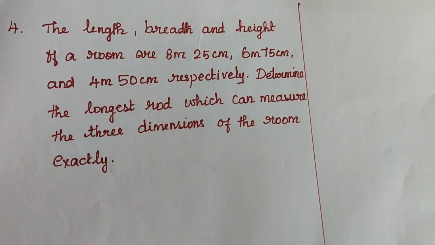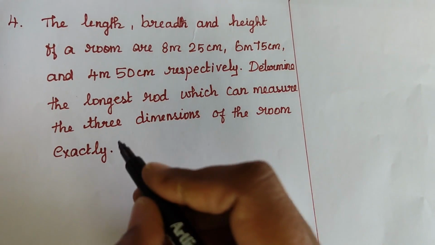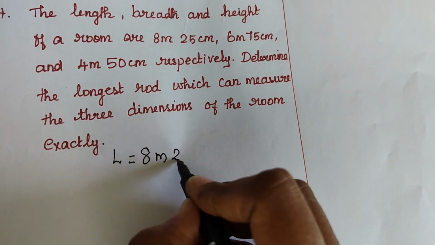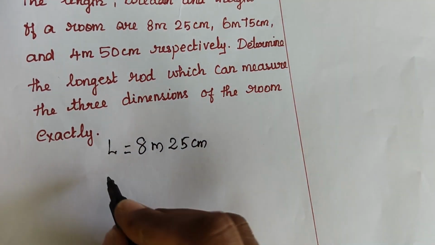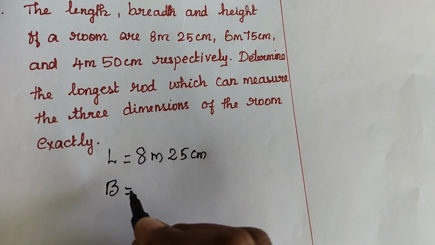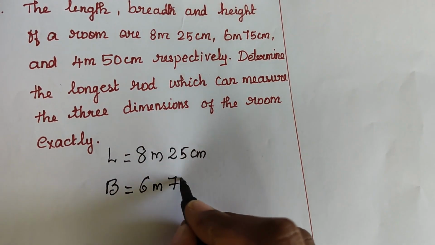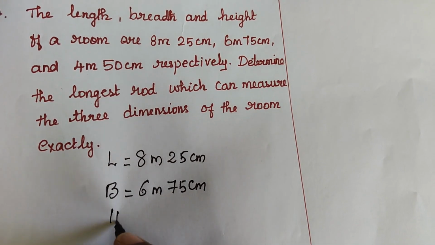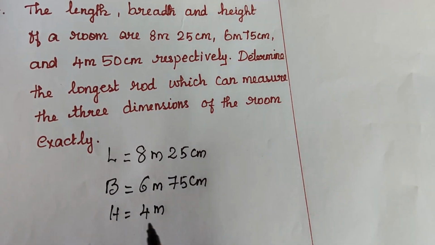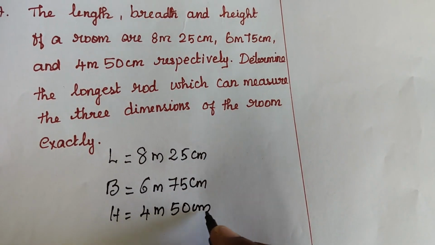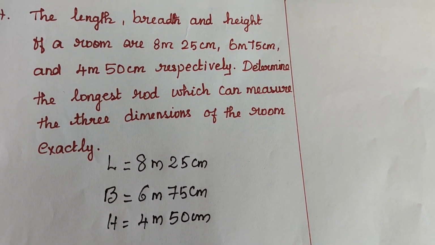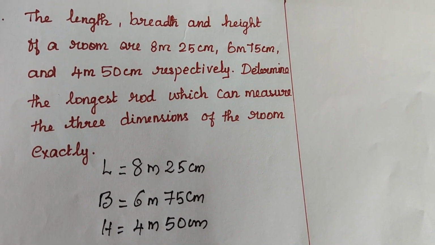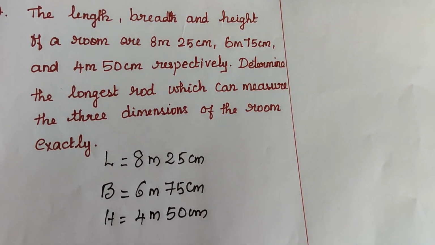The length, breadth and height of a room are 8 meter 25 centimeter, 6 meter 75 centimeter and 4 meter 50 centimeter. Okay. Now determine the longest rod which can measure the 3 dimensions of the room exactly, completely.